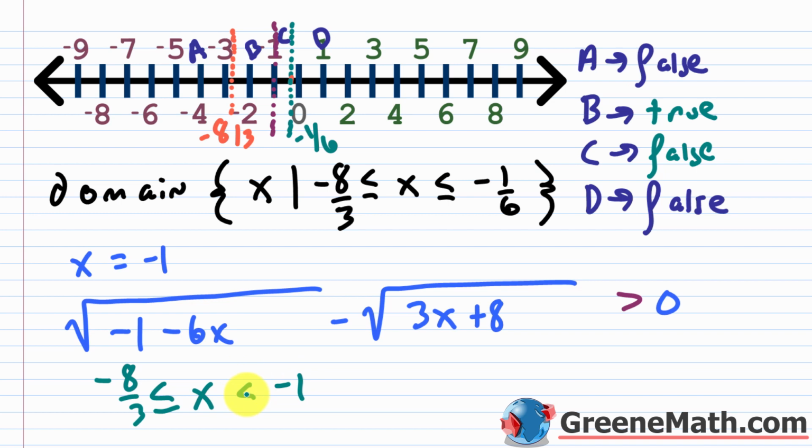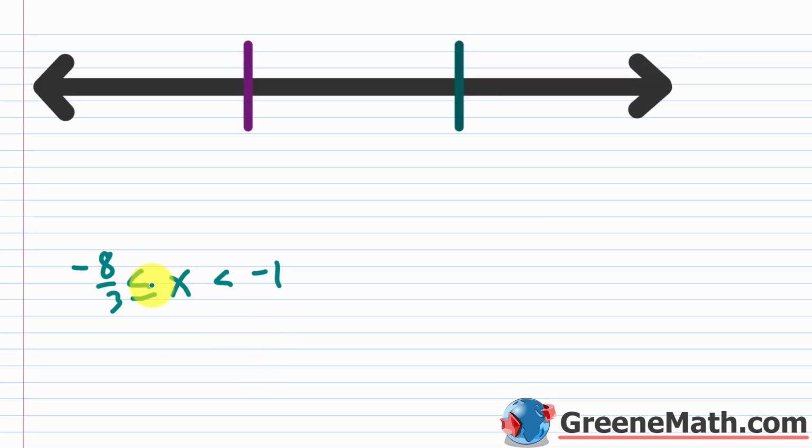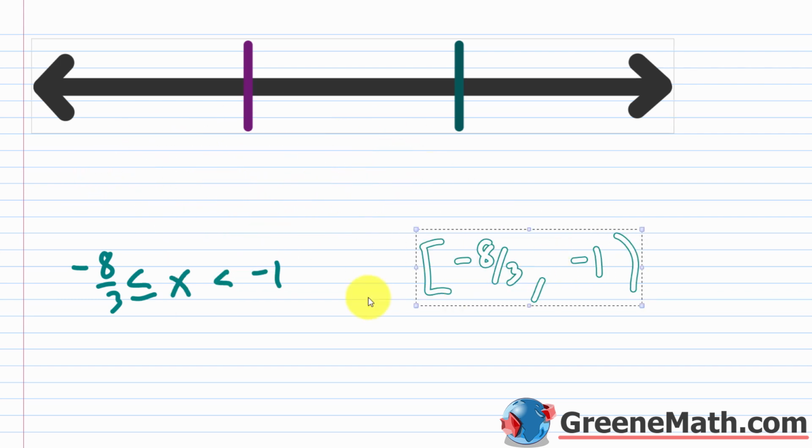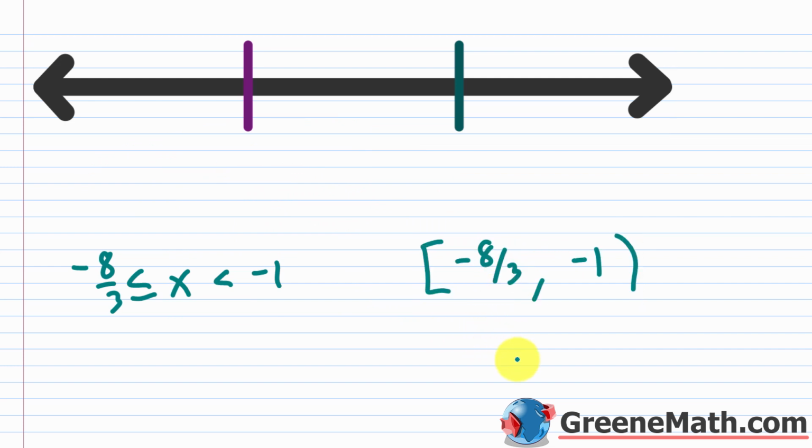So when we write our solution, we would basically say that x is greater than or equal to negative 8/3 and less than -1. So we would say a bracket here, so negative 8/3, and then comma, you have your -1, and then use a parenthesis there because it's not included. So that's going to be your interval notation. Let's just put that over there.